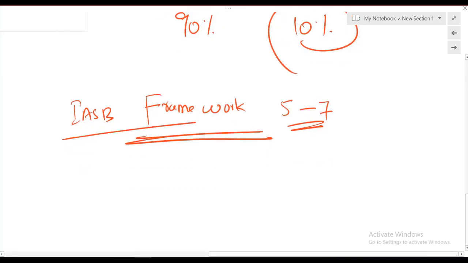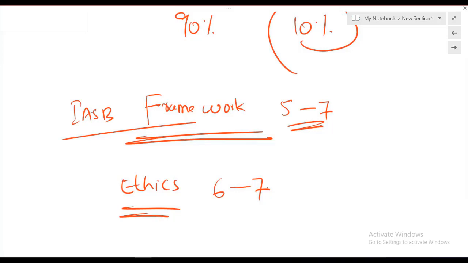And one more thing, in every SBR paper you will be having a question on ethics, and normally the question on ethics will be around 6 to 7 marks. And every question of SBR which is on ethics can be solved only in 7 steps. Only the 7 steps. What are those 7 steps? I'm going to explain to you.